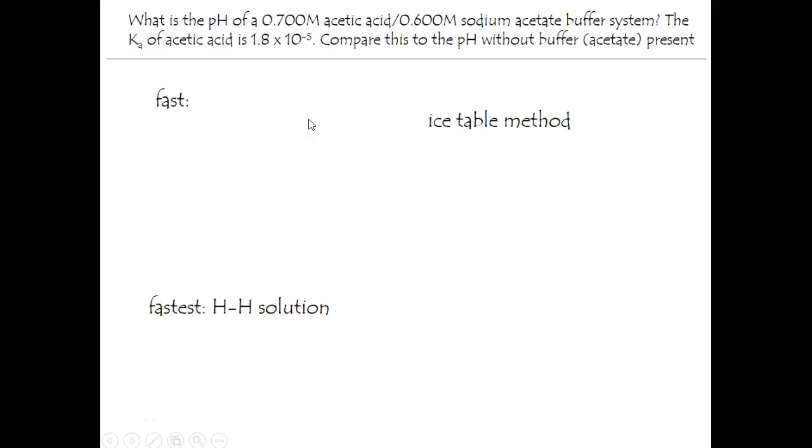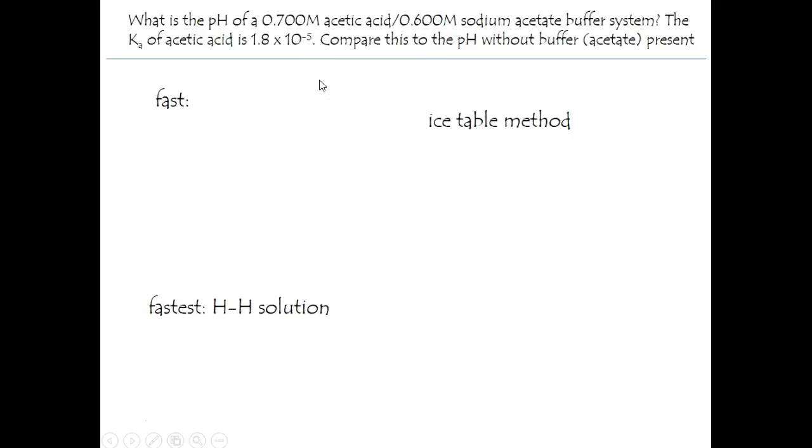Okay, here's a sample buffer system problem. What's the pH of a 0.7 molar acetic acid solution to which 0.6 molar sodium acetate has been added? The Ka is given for acetic acid, which is nice of them, and we'll compare it to this pH without the weak base. That's the conjugate base of acetic acid, without it being present.